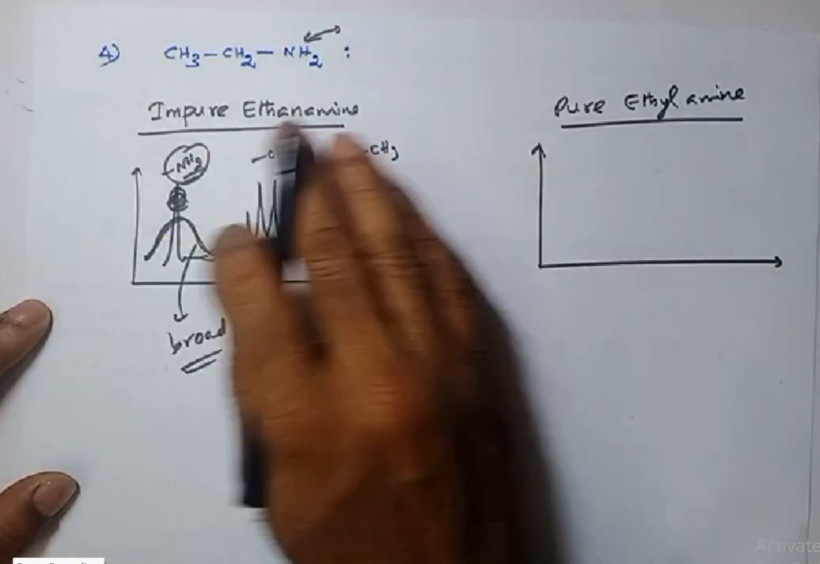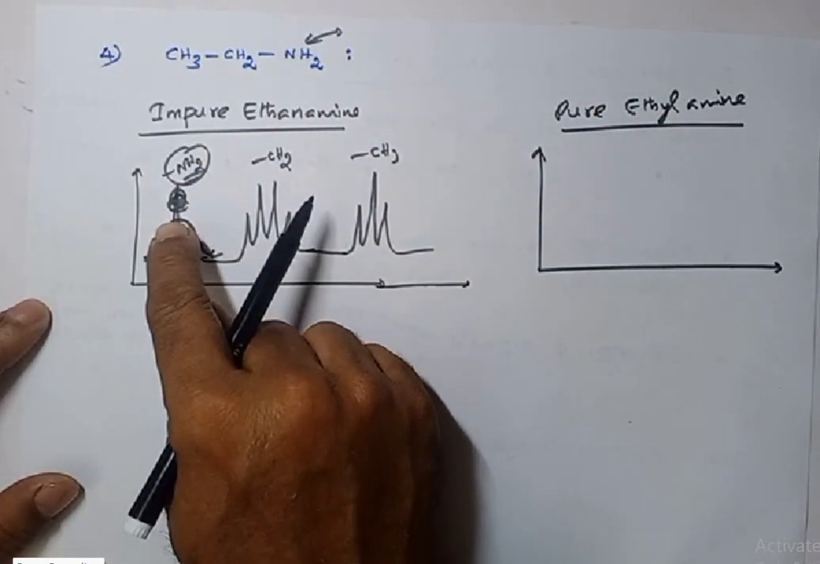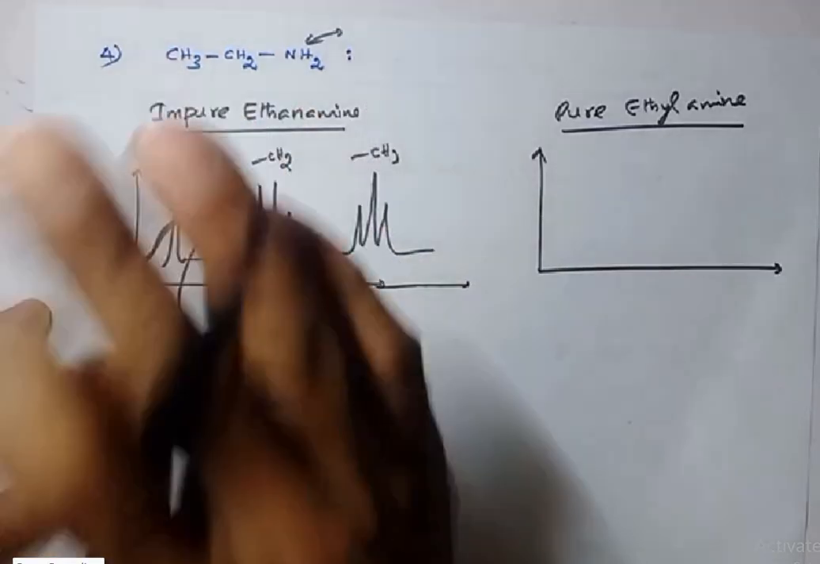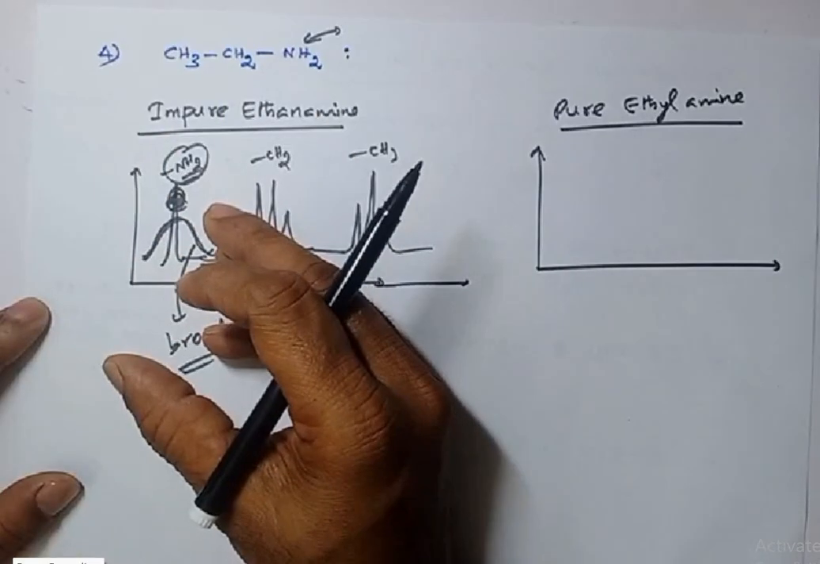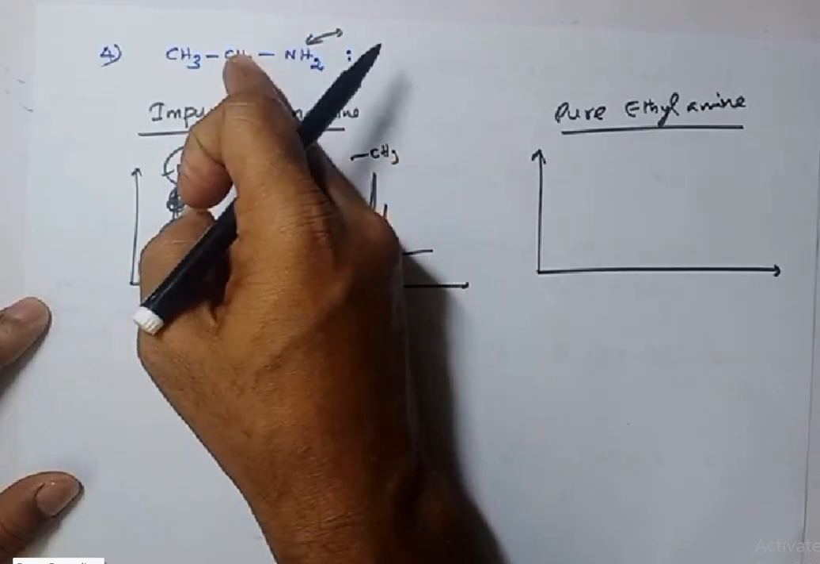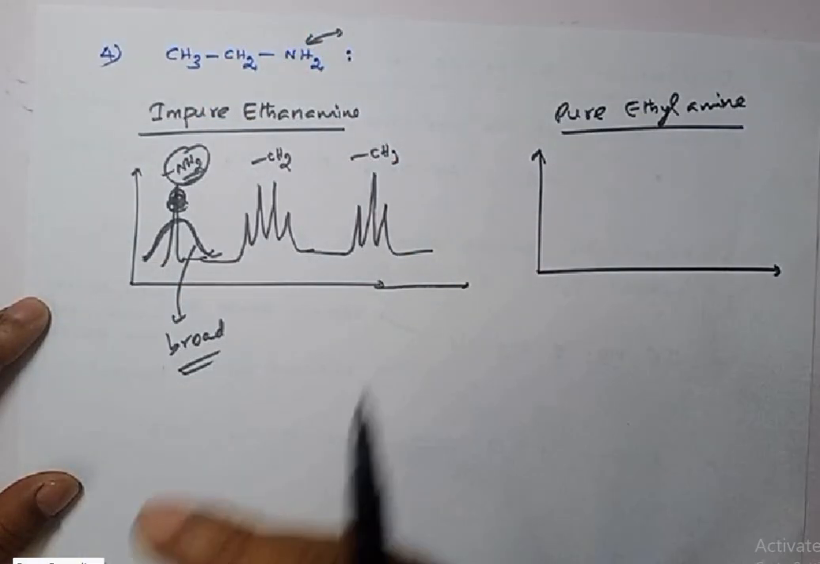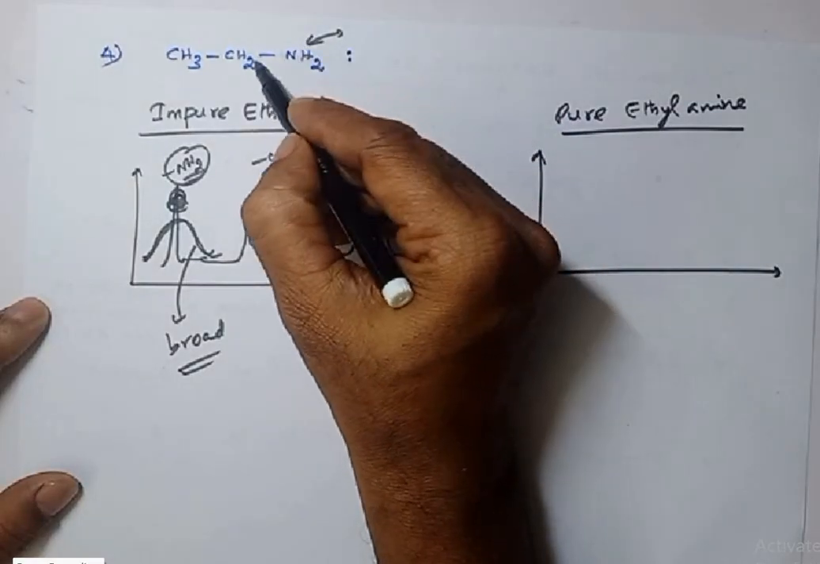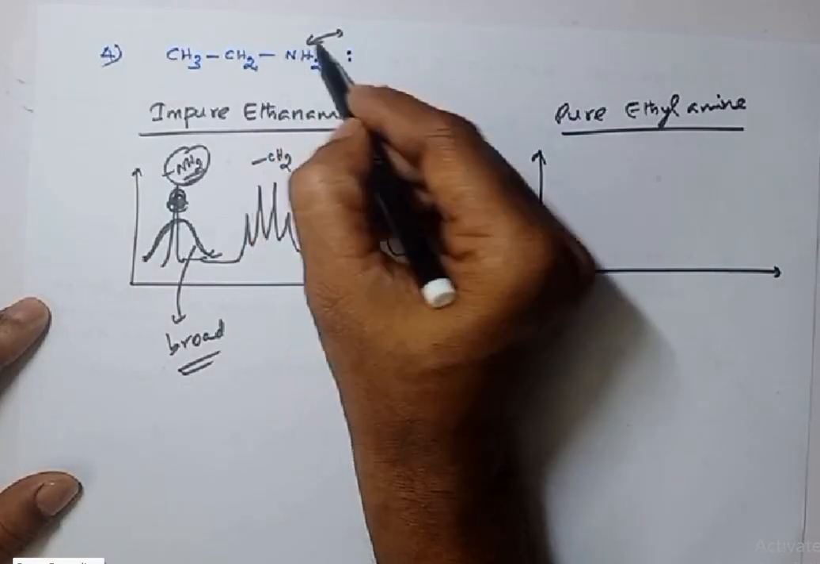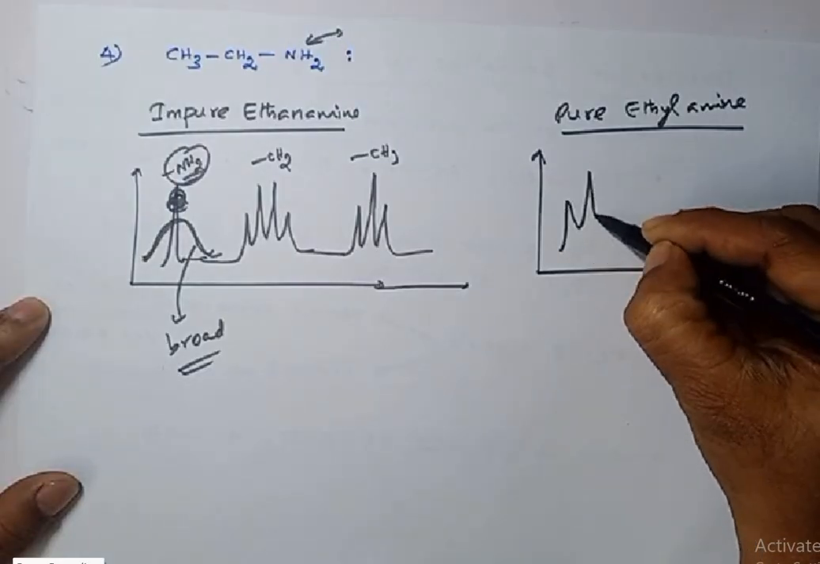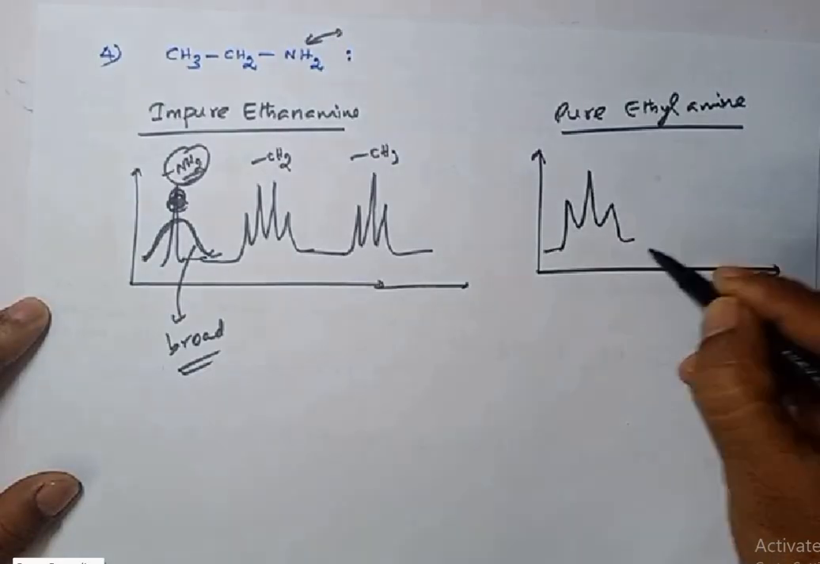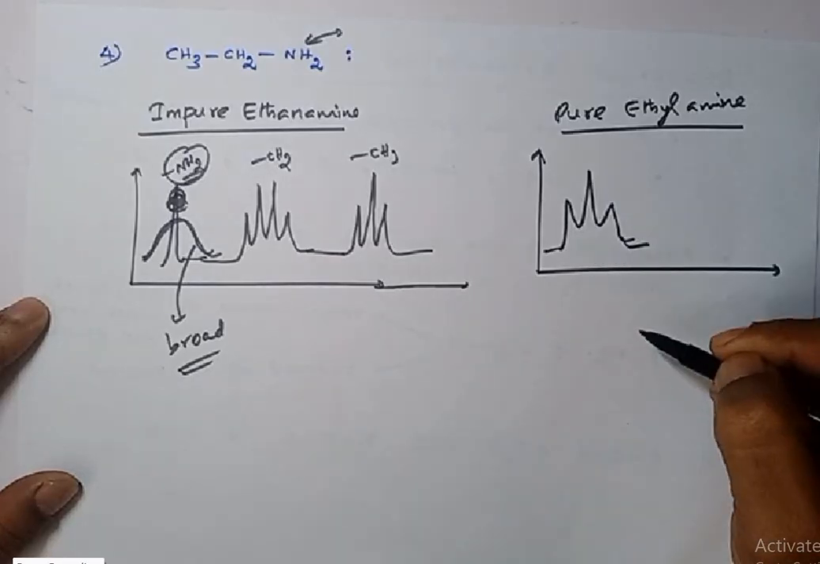If you take pure ethylamine, in pure ethylamine the exchange rate decreases. When the rate of exchange decreases, there exists a coupling between these two. So what will happen? NH2 protons get split by CH2 into a triplet. So this NH2 proton gets split into a triplet. Some broad triplet will be there.